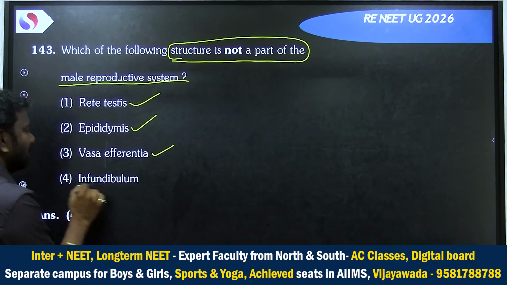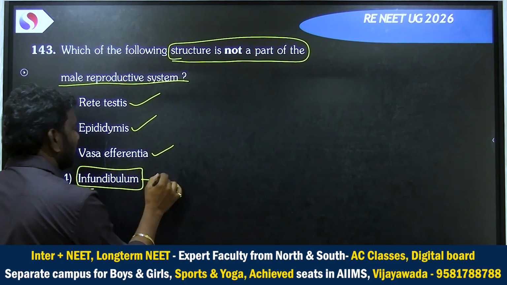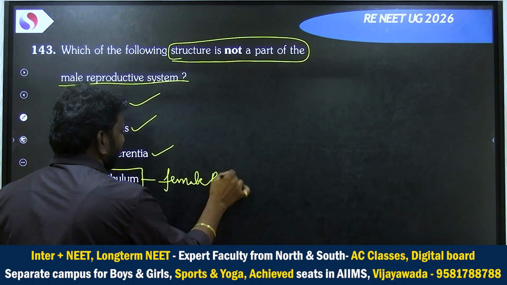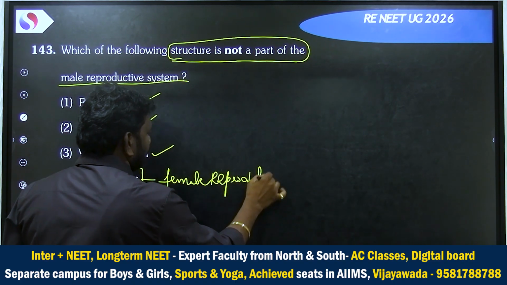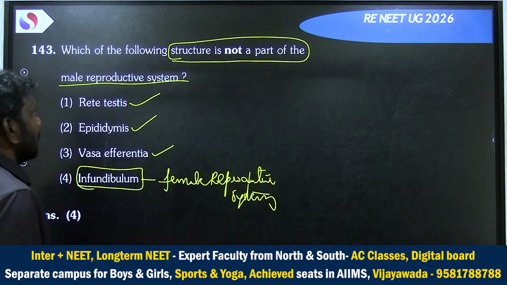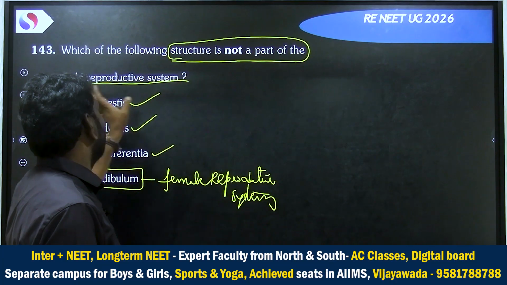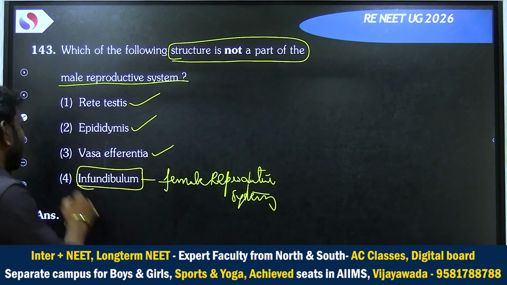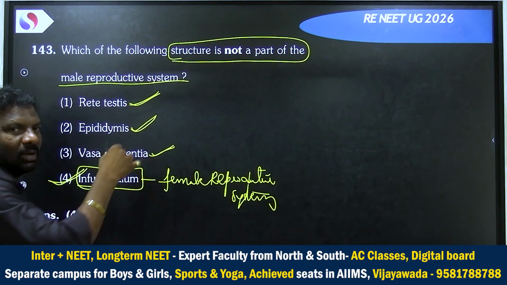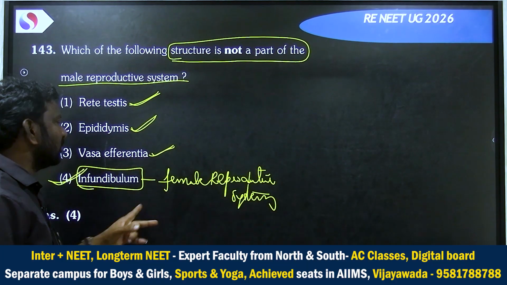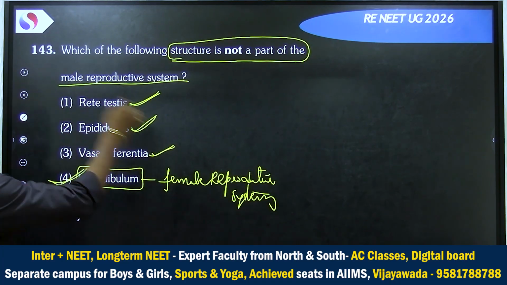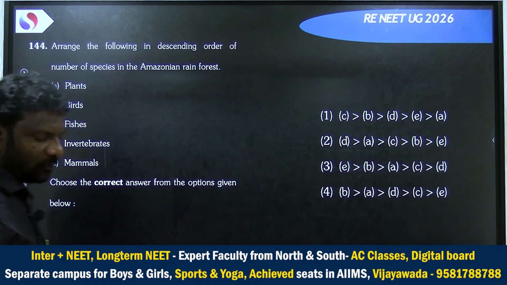But the infundibulum is related to the female reproductive system. So that's why, for the question which of the following structures is not a part of the male reproductive system, the answer is the infundibulum. The remaining three are related to the human male reproductive system, and the last one is related to the human female reproductive system. So next question, let's look at 144.